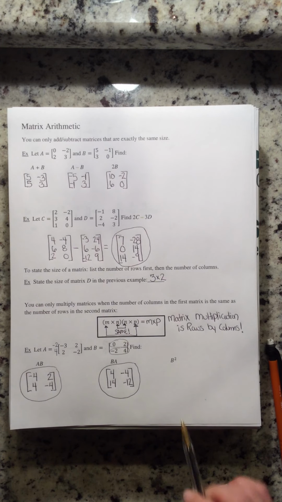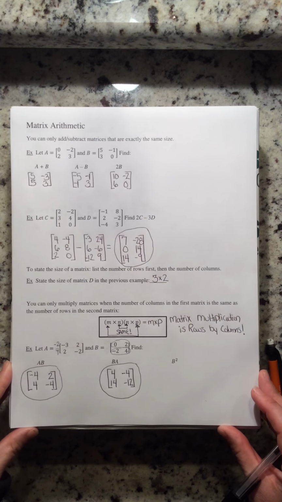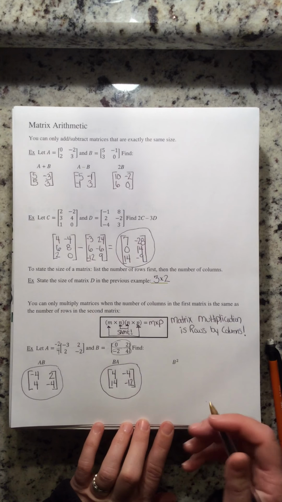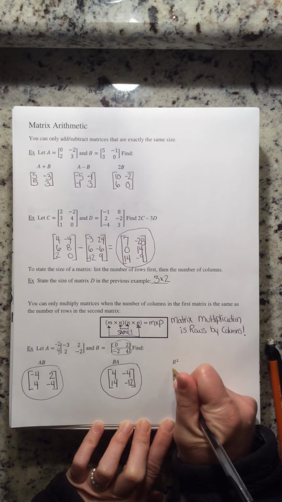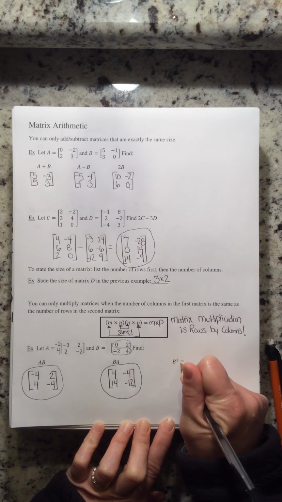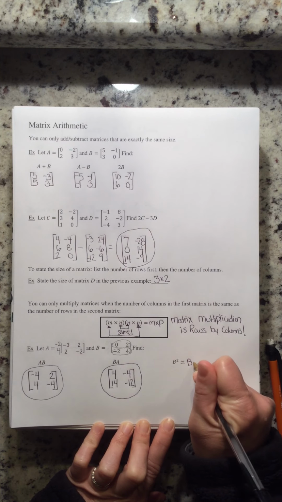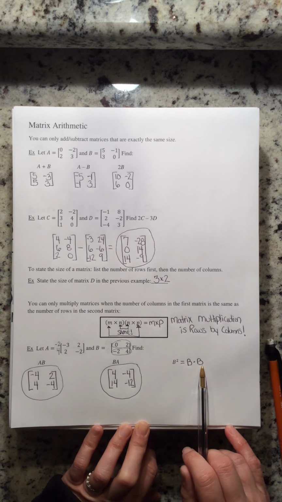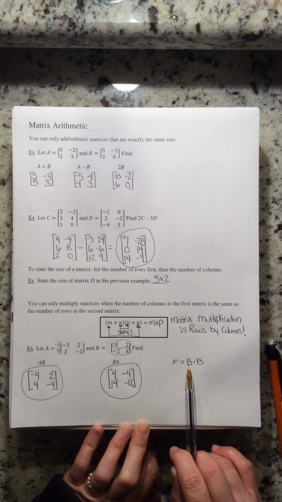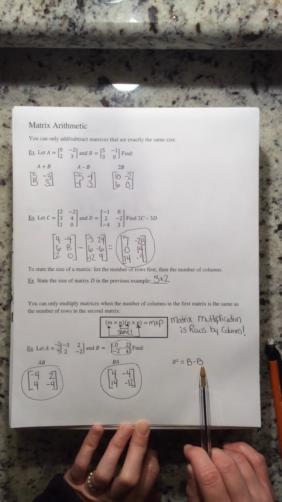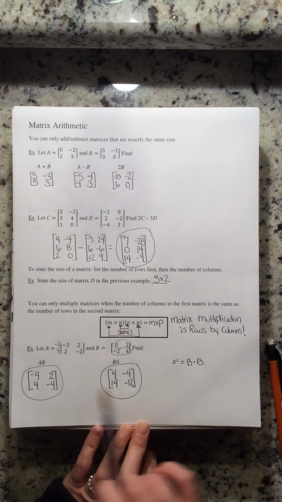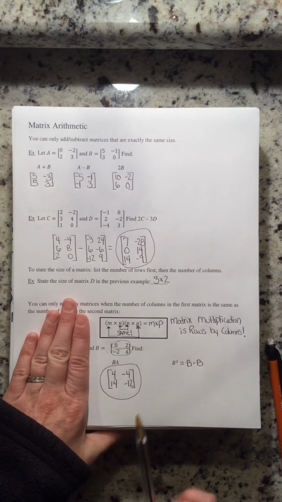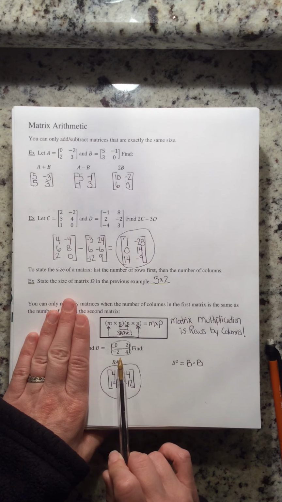Okay, the next problem asks us to do B squared, so an exponent here. Remember that B squared is really the same as B times B. So this is asking us to multiply B times itself, which means we want the rows of B times the columns of B. So we're not even going to look at matrix A at all. We're going to focus all of our attention here on matrix B.